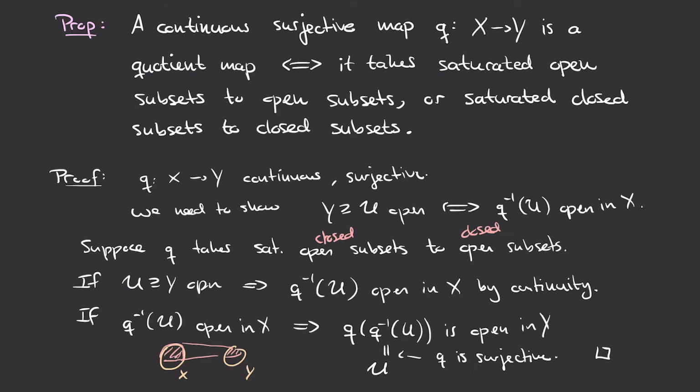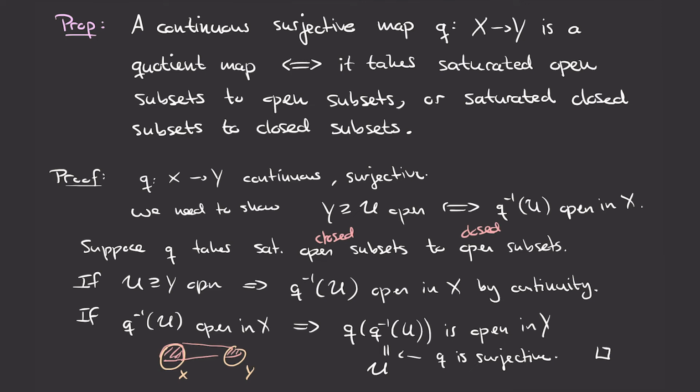Maybe now that we've seen the proof, the statement is also a bit clearer. It's just giving us a different way of thinking about quotient maps as maps that take a special collection of open subsets to open subsets. And in this case, it's the saturated open subsets. Or alternatively, we can also think of quotient maps as being those maps that take the saturated closed subsets to closed subsets.